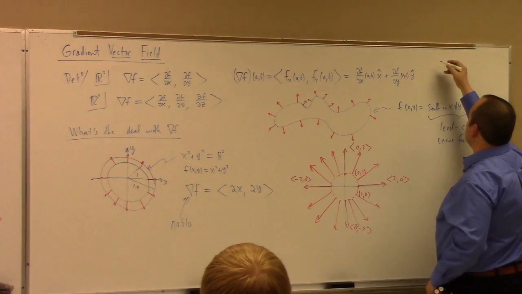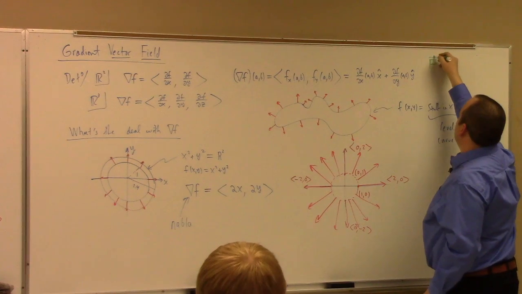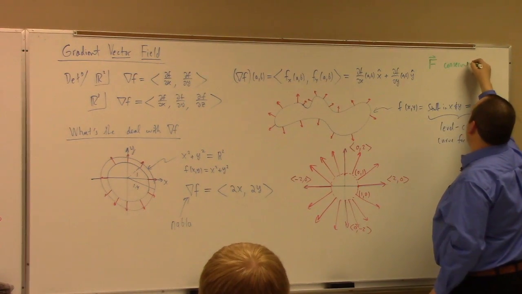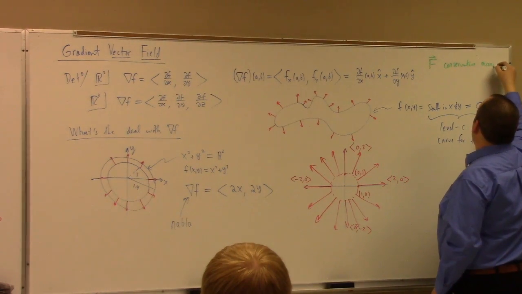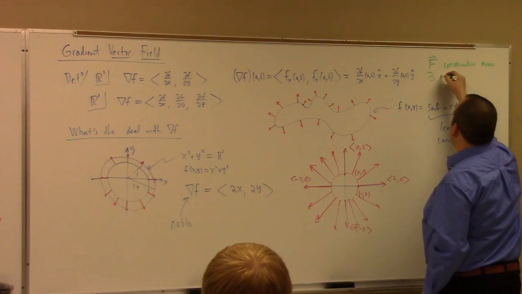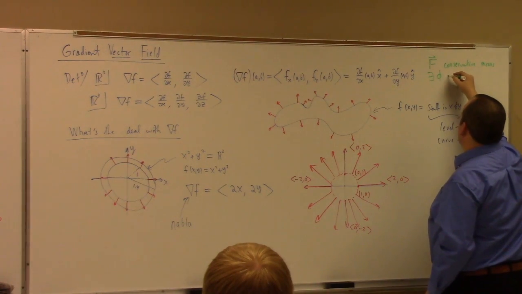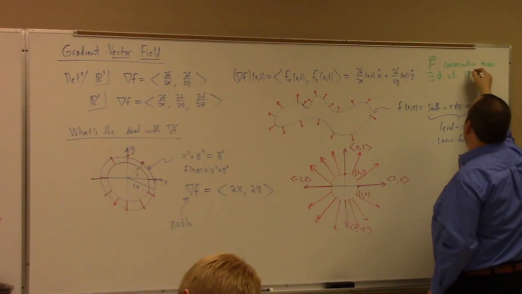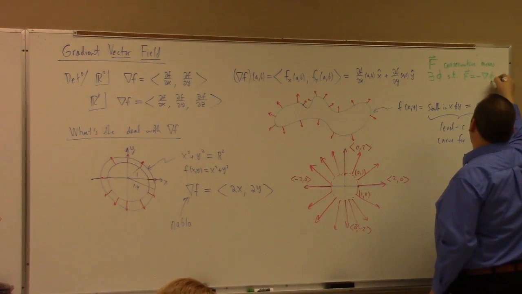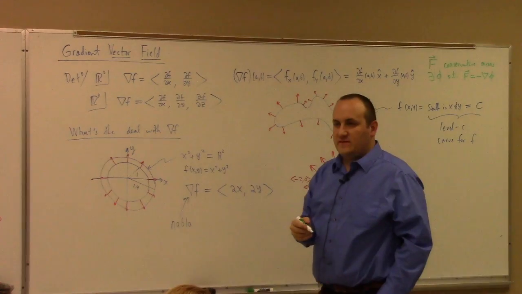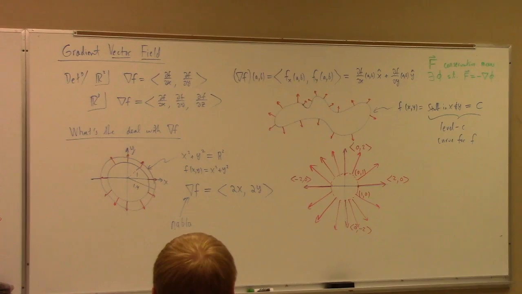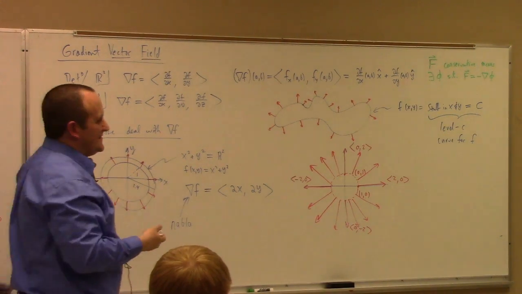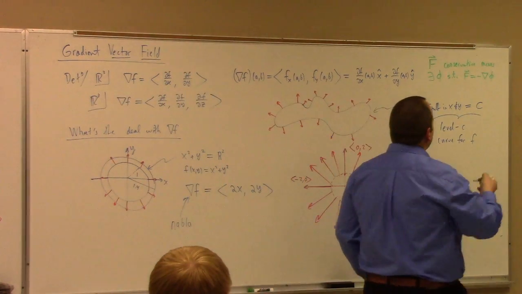A conservative force field, F, conservative, means there exists some function, let's say phi, such that F is equal to minus the gradient of phi. Phi is called the potential function for the force. Sometimes I use a U. Sometimes I'll call it PE for potential energy. All right? That minus, why is there a minus there?